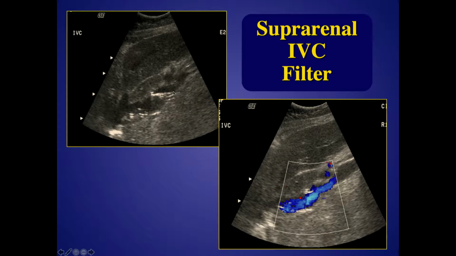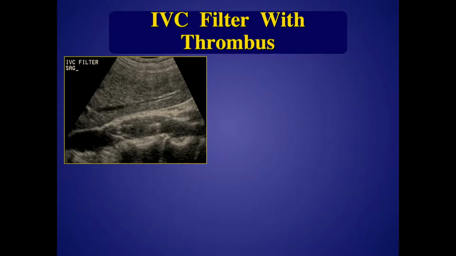Again, look at that grayscale image first. Turn the color on, show that there's flow going through the IVC. You check the waveforms. There's no evidence of any obstruction. No thrombus was seen.